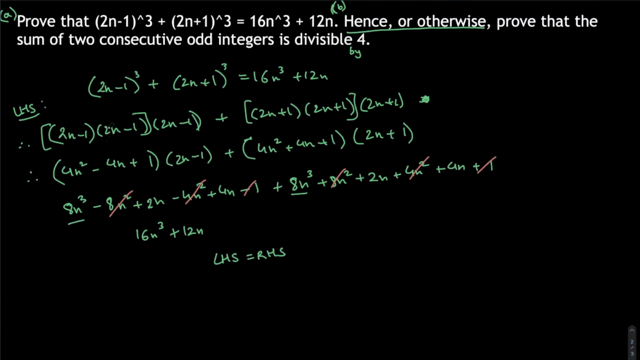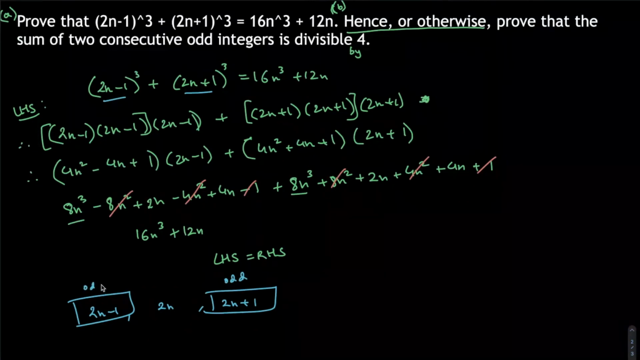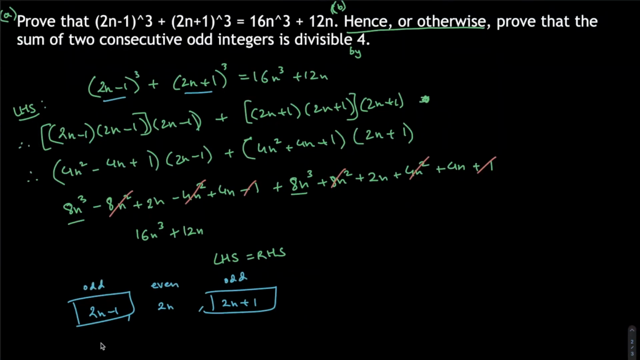Well, if you took a closer look at the situation that was given to us in part A, you can see that 2n minus 1 and 2n plus 1 are consecutive odd integers, right? Because if we have 2n minus 1 and then we add 1, we get 2n, and then we add 1 more, we get 2n plus 1. So this is odd, and this is odd, and this is even, right? 2n minus 1 can be considered as odd, and 2n plus 1 is obviously also odd, right?